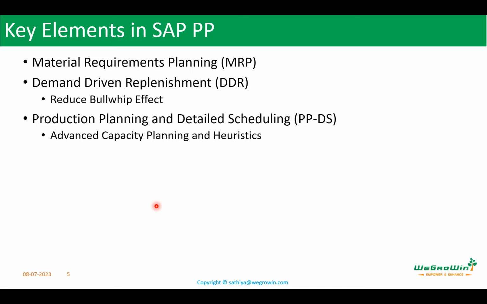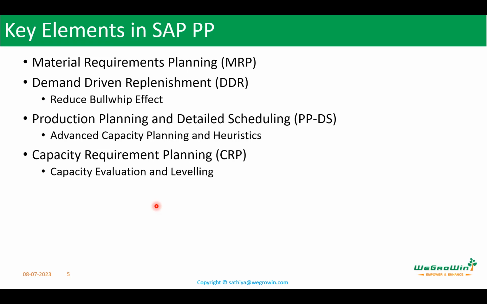And then production planning and detailed scheduling, which is for advanced capacity planning and heuristics. Guys who know APO probably know about this PPDS. I'm not sure about it. But what I understand, even from SAP itself, they are telling this PPDS is very much complicated.